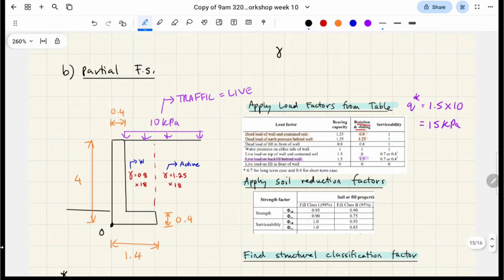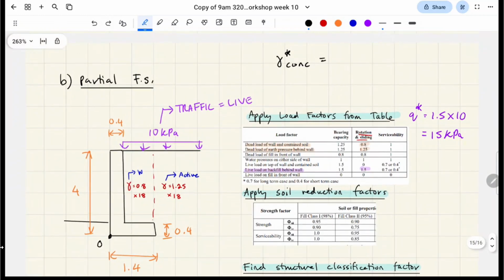Next, let's talk about the concrete. So gamma star of the concrete is a resisting dead load, and so it's actually reduced. Again, from the scaffolding example, you want to under-exaggerate the capacity of our resisting forces. So we multiply that by 0.8, giving us 20 kilonewtons per meter cubed, okay?